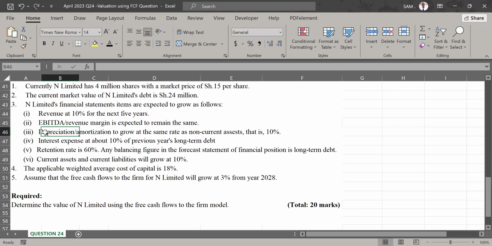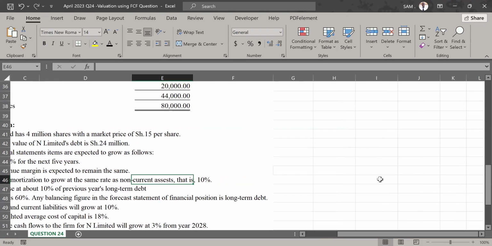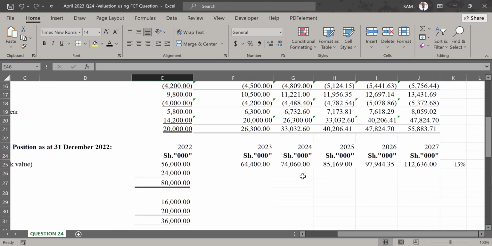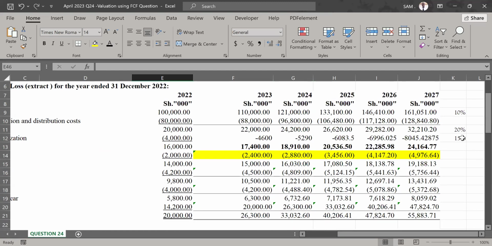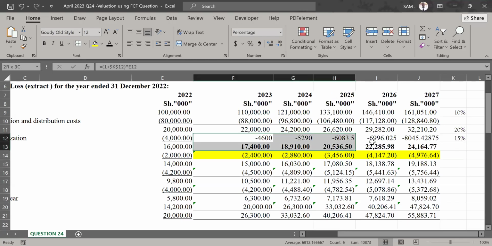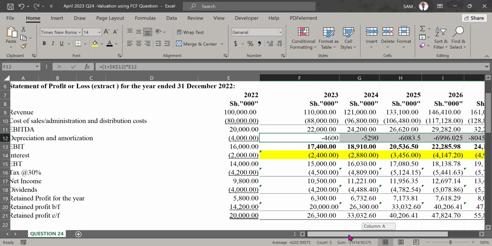So let's look at that note. We were told depreciation and amortization to grow at the same rate as non-current assets. That is, it was initially 15%, but we've changed it to 10%. So let us make that change on our computations affecting depreciation and amortization and also affecting non-current assets. So let us go to computations, which we did. And because we had put this 15% on a separate column, when we change it from here, it will take effect and all these computations will change effectively on that depreciation and amortization.